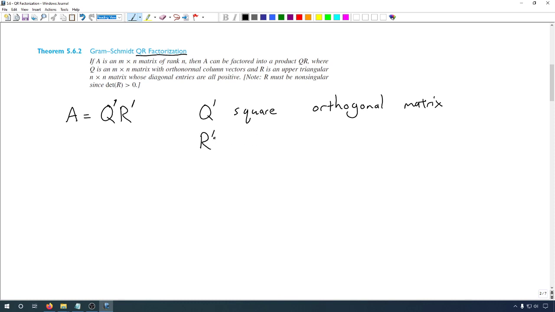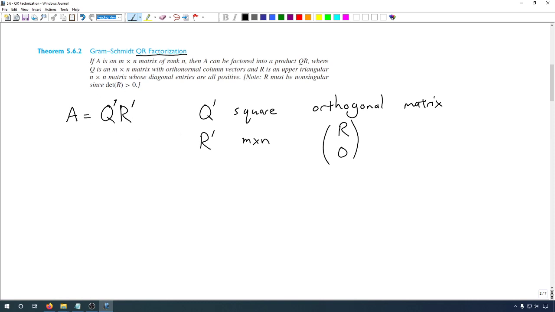And then R', it's not going to be square anymore. Since Q' would have to be m by m in this case, R' will have to be m by n, just to make sure the product actually comes out. But it's going to be the R that we're talking about with a bunch of rows of zeros at the bottom. It's not really going to contain any more information than the R that we dealt with here. So it's kind of shifting some of the information from R into Q or something like that.